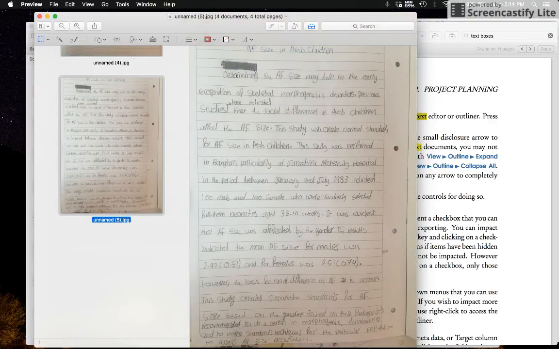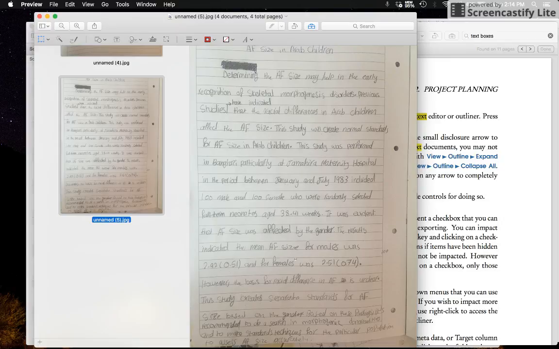So good. Determining AF size may help in the early recognition of skeletal movement. Previous studies have indicated that racial differences in Arab babies and Arab children affect the AF size. Okay, this study will create normal standards for AF babies and Arab children. Okay, good. So you have the who, what, and where here, and the number of patients, the range of the births. Okay, good. It was evident that AF size was affected by gender.